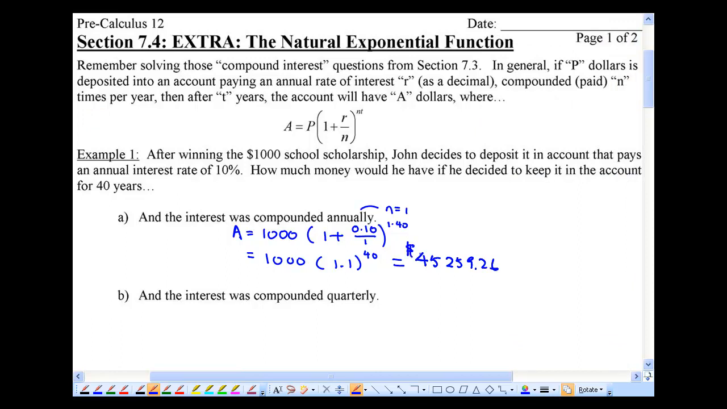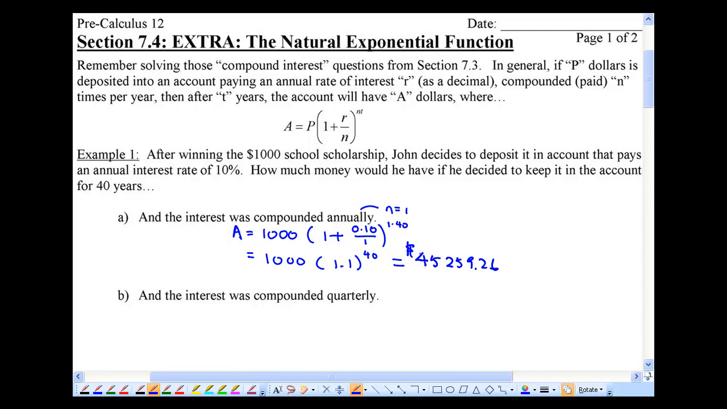So once again, I'm getting interest once per year, getting an extra 10%, and then this is compounding because that extra interest I put back into the account, and it's going to grow, grow, grow, grow, grow. 40 years later, it's grown to $45,000.